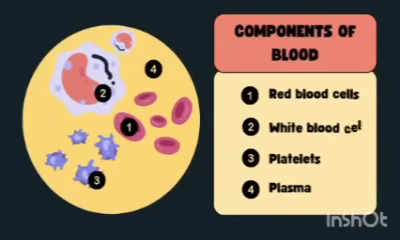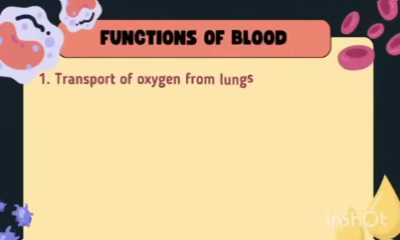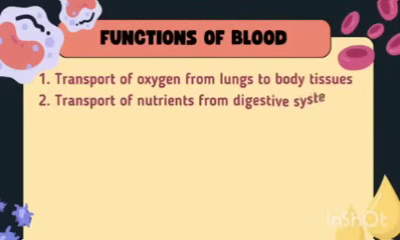Here is the diagrammatic representation of components of blood. 1 RBC, 2 WBC, 3 platelets, and 4 plasma. Blood is the only connective tissue which is in liquid state in human body. These are the functions of blood.